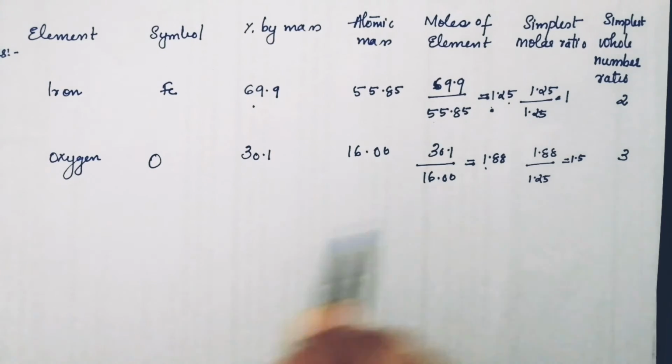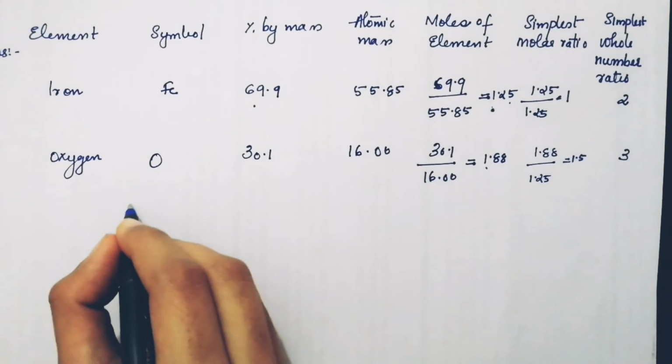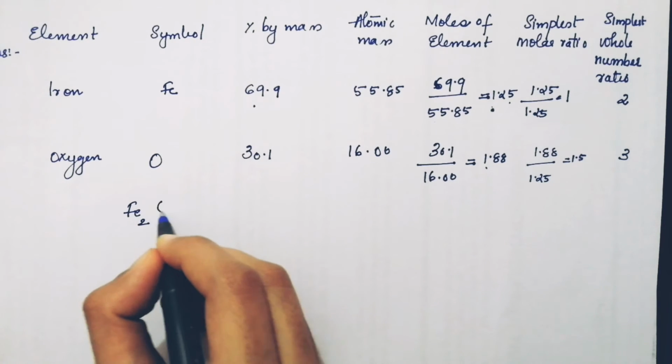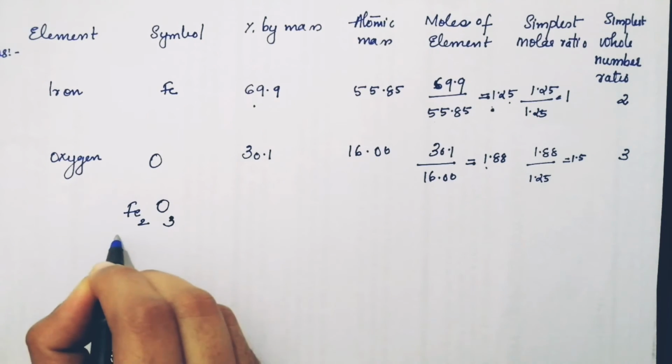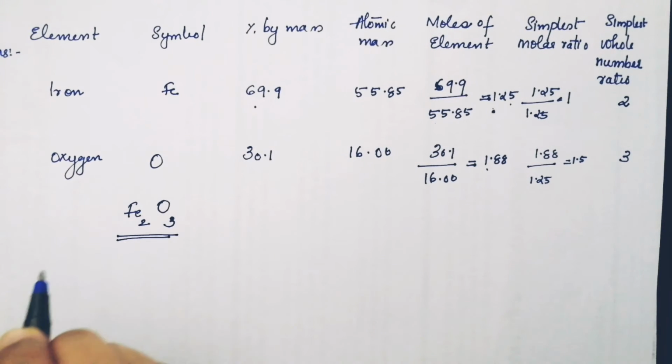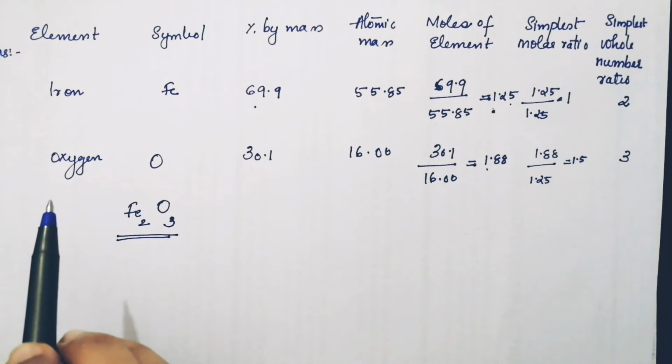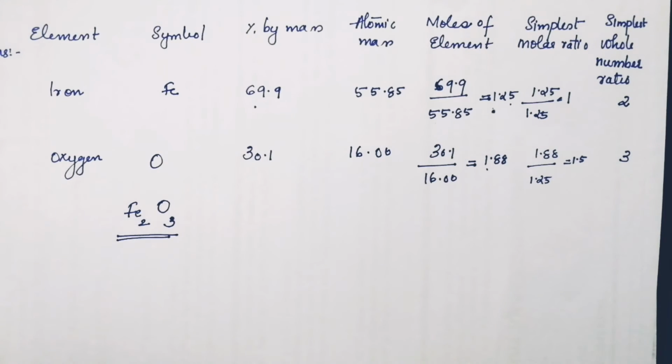So the empirical formula would be Fe with 2 Fe atoms, so Fe2, and there will be 3 oxygen atoms, so it will be Fe2O3. So the oxide of iron that we were talking about is Fe2O3. Such questions will be easier to solve and will be less messy if we follow this tabular method, which is very easy and convenient. Hence we calculated the answer as Fe2O3.